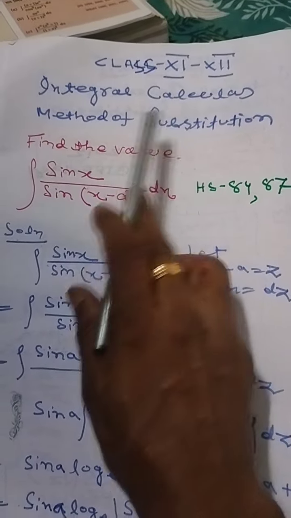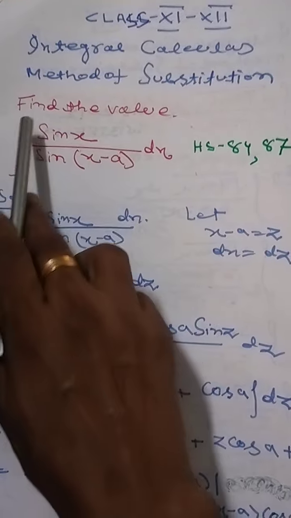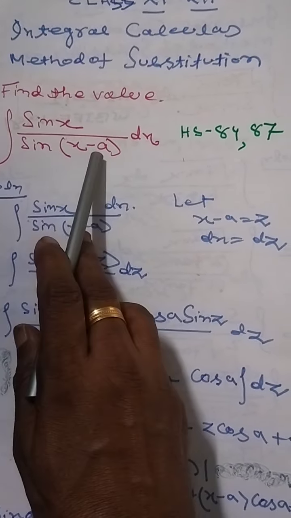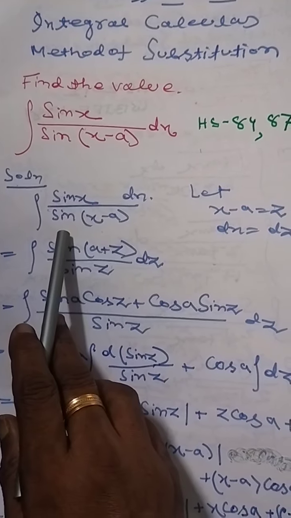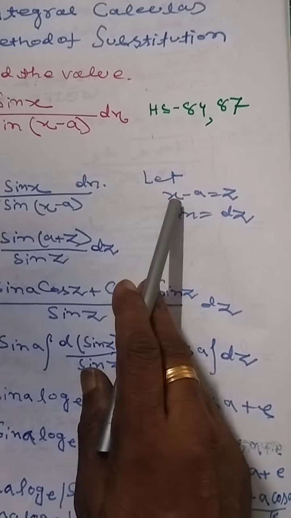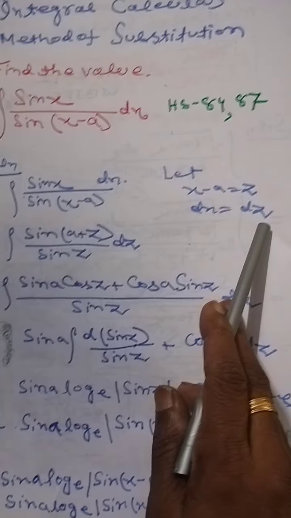Class 11-12 integral calculus, method of substitution. Find the value of the integration of sin x divided by sin(x minus a) dx. Solution: sin x divided by sin(x minus a) dx. Let x minus a equal to z, dx equal to dz.